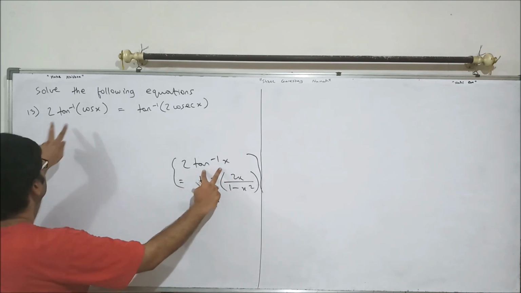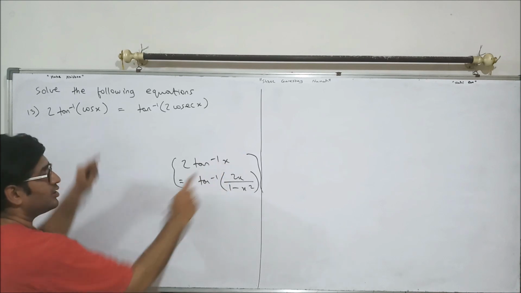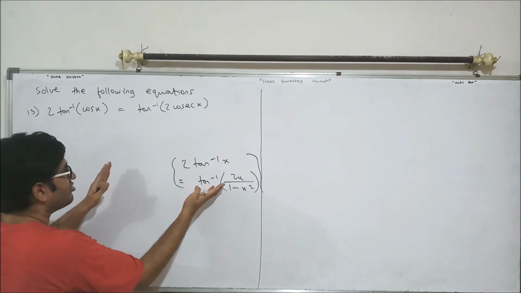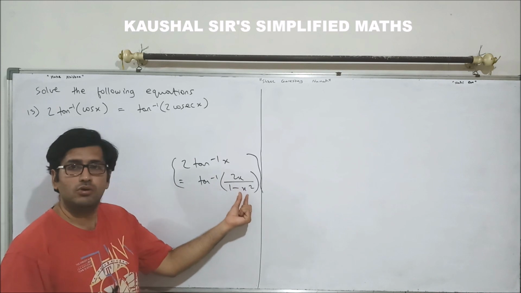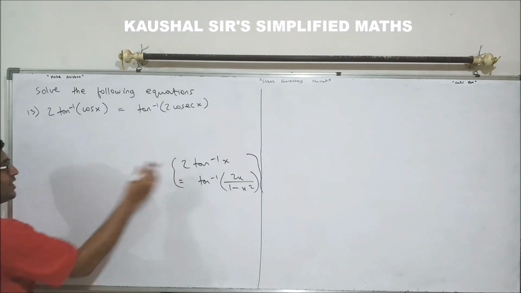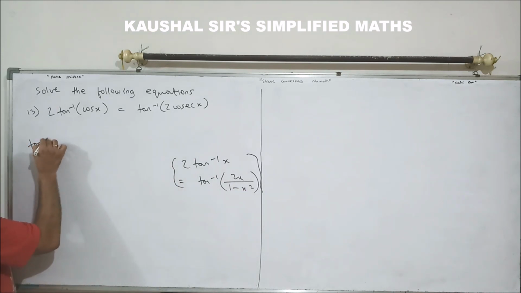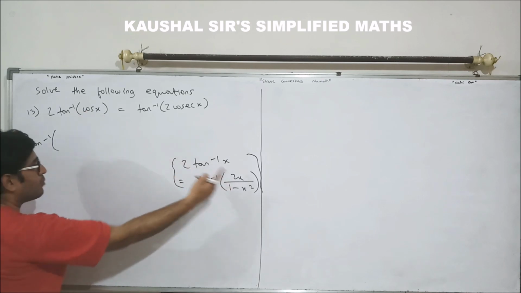If you compare these two terms, in place of x, what do we have? cos x. So we can use this property by putting x equal to cos x. So your left hand side now becomes tan inverse of, wherever you see x, there you have to put cos x.